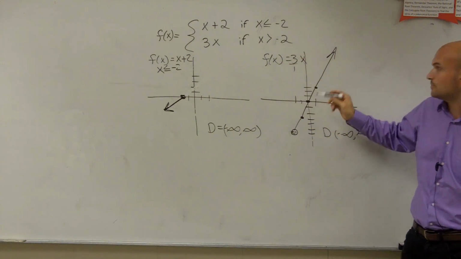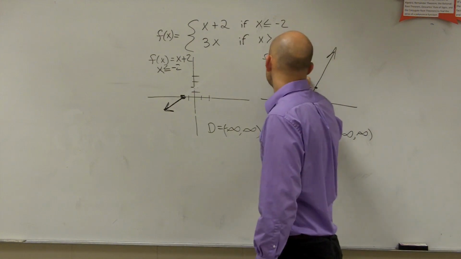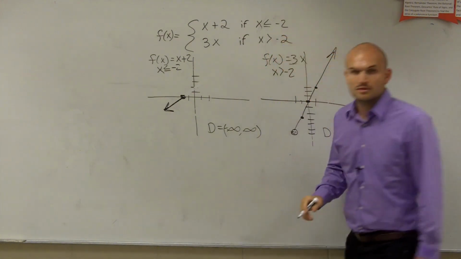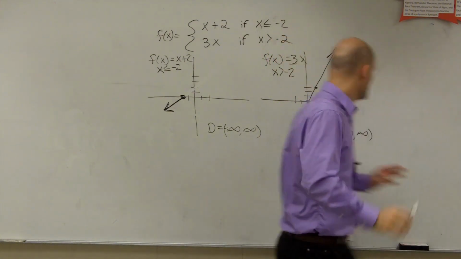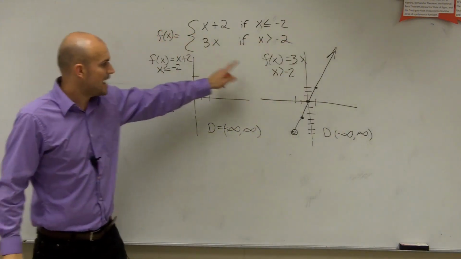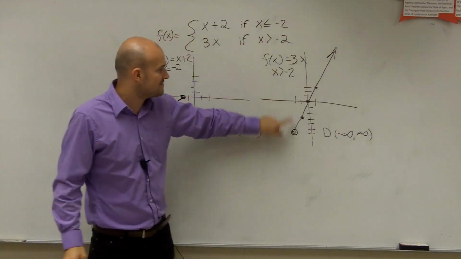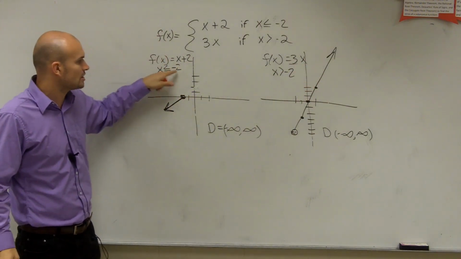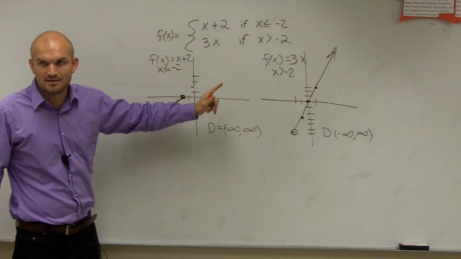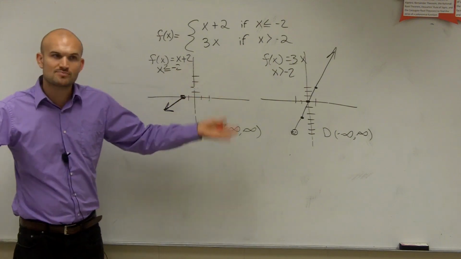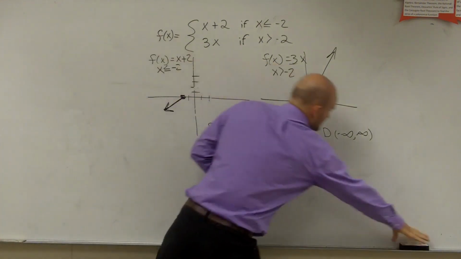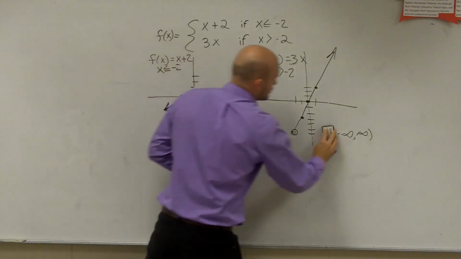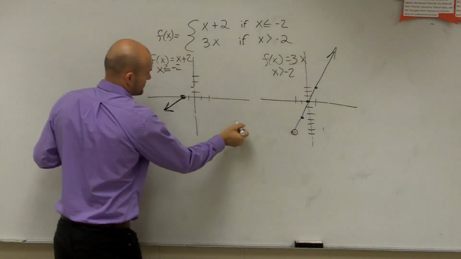Look at my domain. The domain for this one is x greater than negative 2. So do you guys see how my domain changes? Now the domain for this graph is all x values greater than negative 2. The domain for the other one is x values less than negative 2. Do you guys see that? Now what we do is put those two graphs together. So now I'm just going to graph them on the same set of axes.